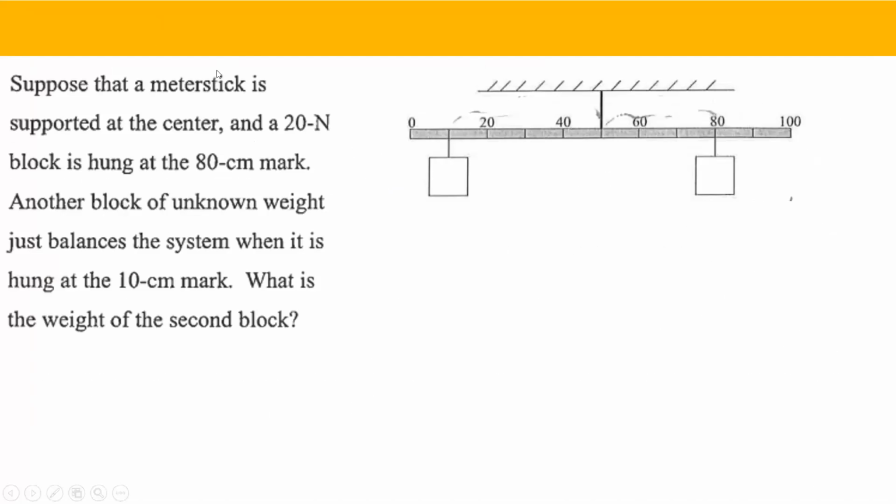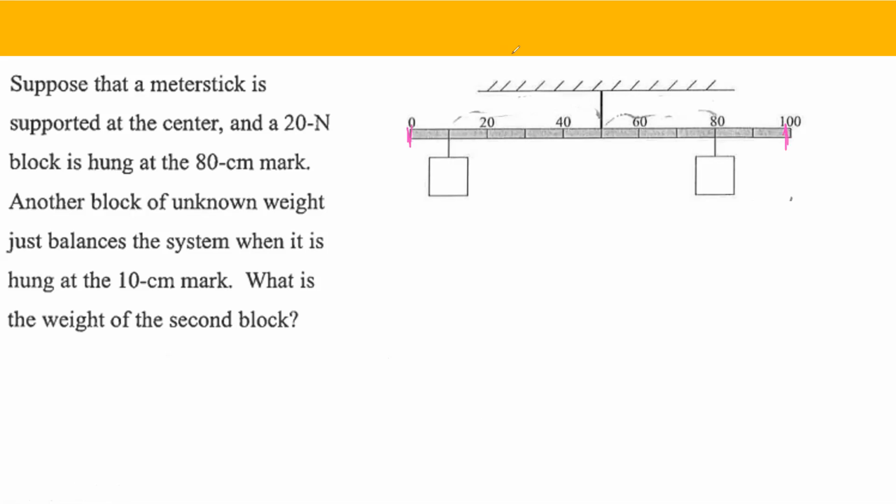Here. Suppose the meter stick is supported at the center and a 20 Newton block is hung at the 80 centimeter mark. So here now you have a meter stick starting from 0 up to 100 centimeter. Since it's named meter stick, it's 1 meter. So the length from this point here to here is 100 centimeters.